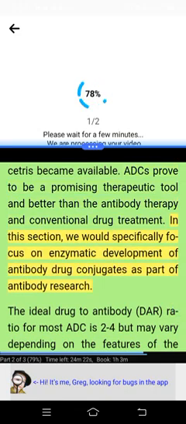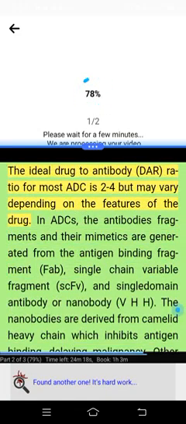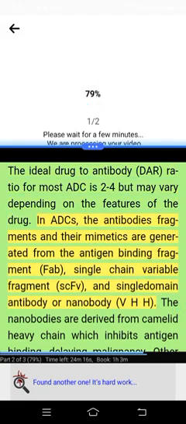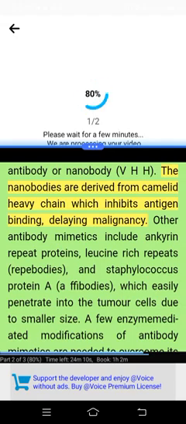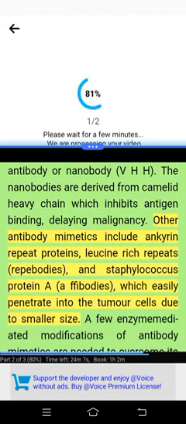In this section, we would specifically focus on enzymatic development of antibody drug conjugates as part of antibody research. The ideal drug to antibody ratio (DAR) for most ADCs is 2 to 4 but may vary depending on the features of the drug. In ADCs, the antibody fragments and their mimetics are generated from the antigen binding fragment Fab, single chain variable fragment scFv, and single domain antibody or nanobody VHH. The nanobodies are derived from camelid heavy chain, which inhibits antigen binding, delaying malignancy. Other antibody mimetics include ankyrin repeat proteins, leucine-rich repeats, and Staphylococcus protein A peptides, which easily penetrate into the tumor cells due to smaller size.